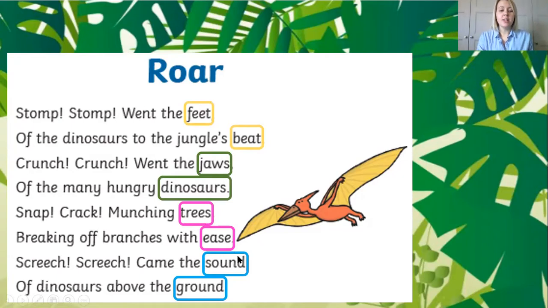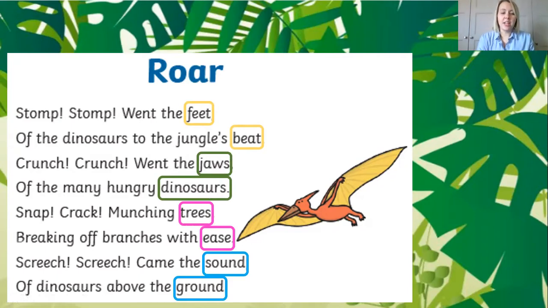And then the last two, sound and ground. So have a look at the top one again, feet and beat. They both have our E sound in them, but it's spelt differently. So first one, we've got E, B, eat, feet and beat, but the E sound is different. Then our O sound for jaws and dinosaurs, again, the same sound, but the grapheme is different.